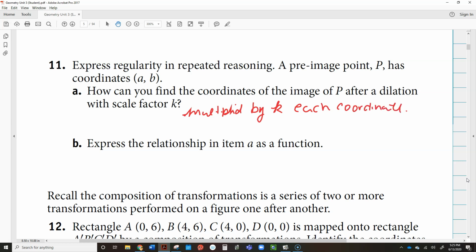Okay? So express the relationship in item A as a function. So what do they want? Well, they told us specifically that this ordered pair was on my pre-image, so they called it AB this time. AB is going to transform into, or map onto, K times A, and then K times B. You take each coordinate and multiply it by K. This is just the symbolic way of saying exactly what we said right here.